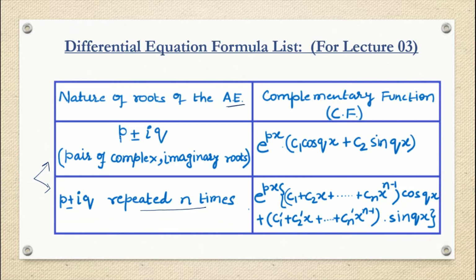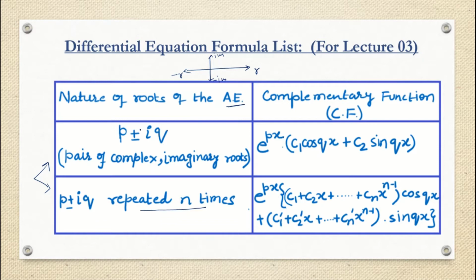When the roots are complex or imaginary, the complementary function will be written as e to the power px times c1 cos qx plus c2 sin qx, where p plus minus iq is in complex form. This we know, the complex number, how we write it down. This is your x-axis, suppose this is your real axis, this is the negative side, this is the positive side, and this is your imaginary axis, correct? So plus imaginary and this is minus imaginary.